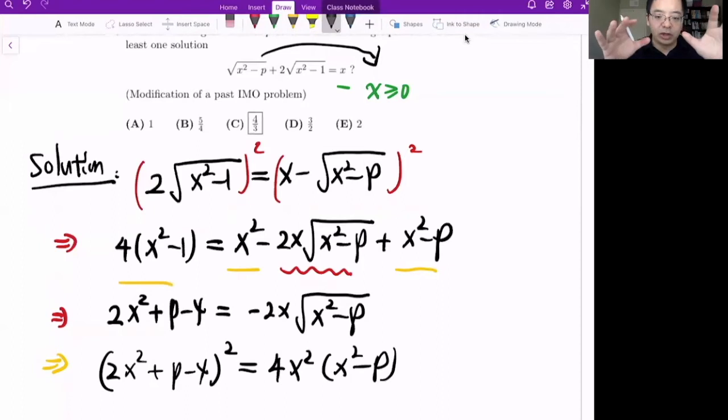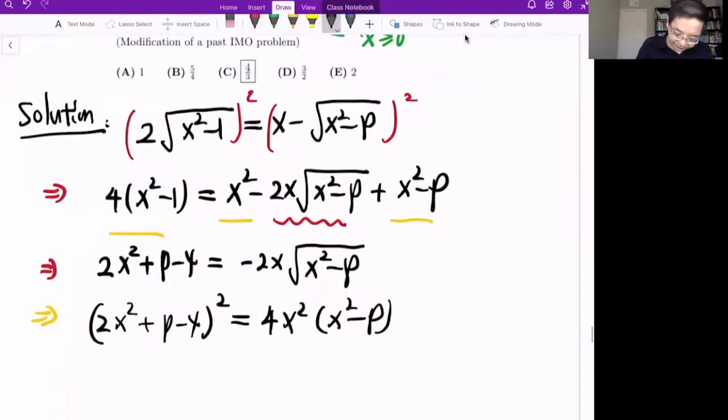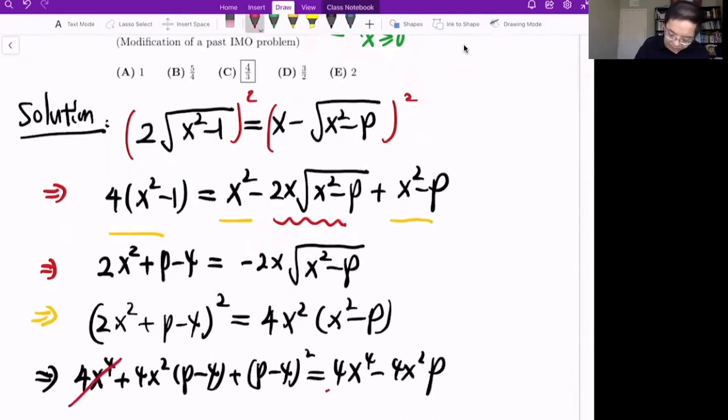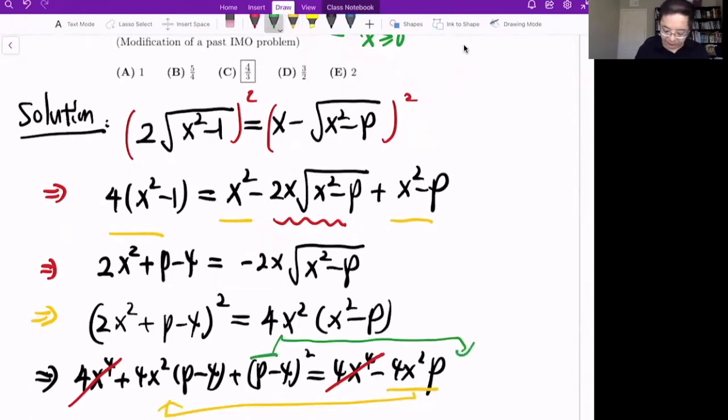Now, when you reach this step, you might think this is horrible because I'm going to get a 4th power. But you quickly see the 4th powers just cancel. So let's write it out. Here is 4x to the 4 plus 4x squared times (p minus 4), and then plus (p minus 4) squared equals 4x to the 4 minus 4x squared times p. Great, we quickly see these two terms cancel with each other. Now I move the x terms to one side, and then I move the constants to the right-hand side.